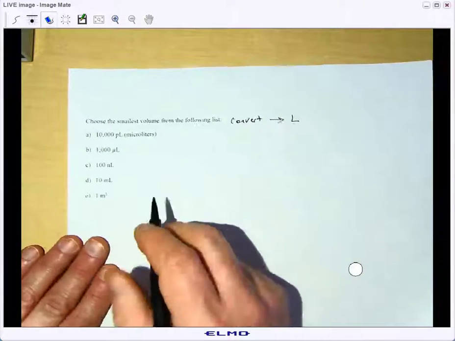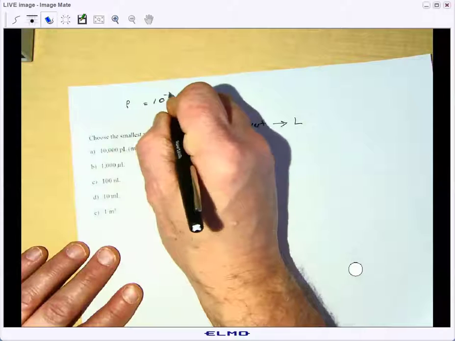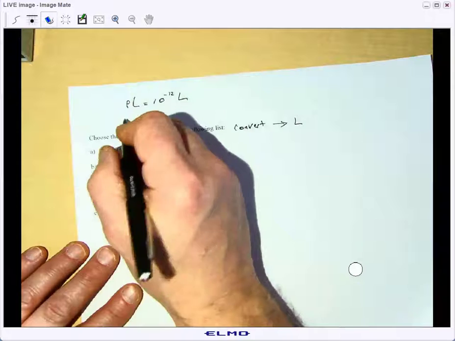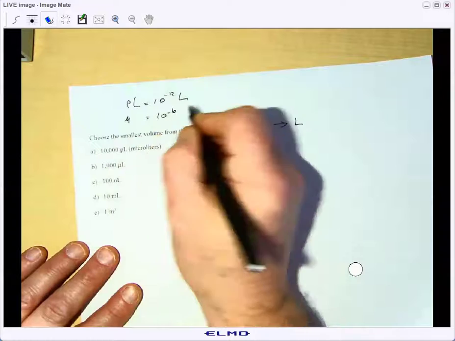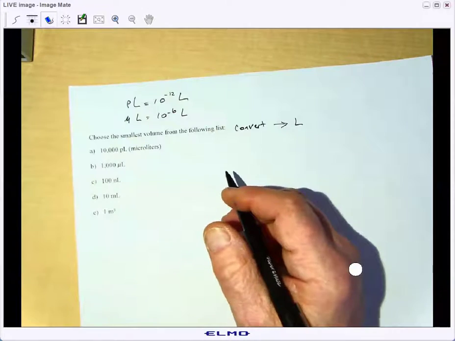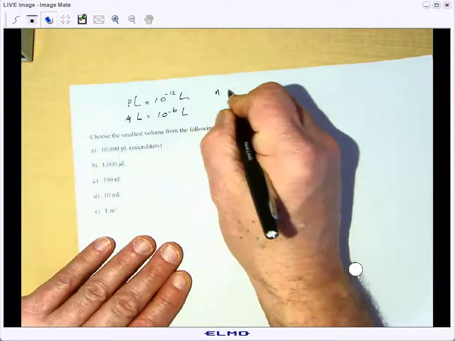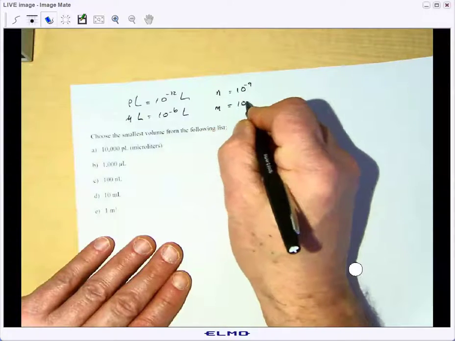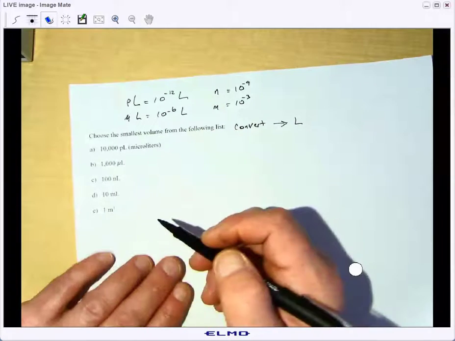All right. So what do we need to know? First of all, we need to know that pico is 10 to the negative 12. So picoliter is 10 to the negative 12 liters. If we think of micro, micro is 10 to the negative 6. So microliter is 10 to the negative 6 liters. Then the next one to know is that nano is 10 to the negative 9, and milli is 10 to the negative 3.